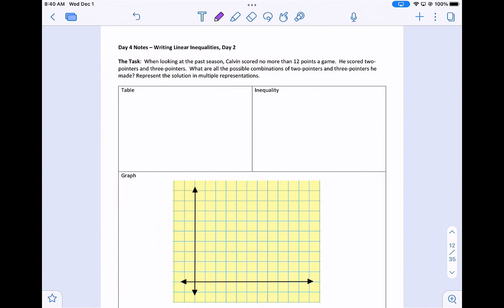In class today, we'll look at writing linear equations. We've had a day of practice on this already, so it's looking at, again, different ways to solve problems, and then how can you use writing inequalities to help. So here's the task for today.